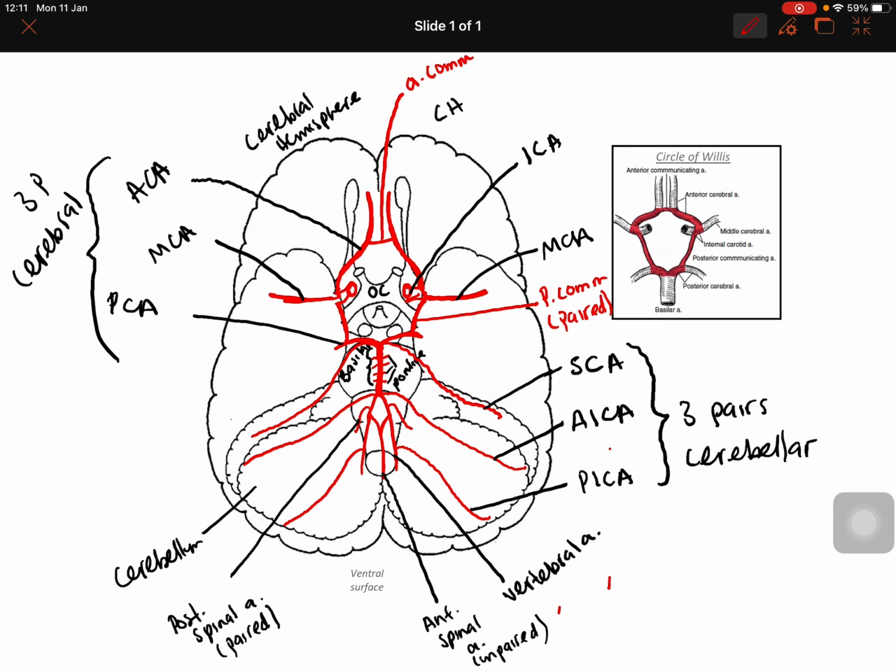Now we have completed our circle of Willis, and hopefully you can practice doing these drawings many times. It's a good way of memorizing the different kinds of vessels.